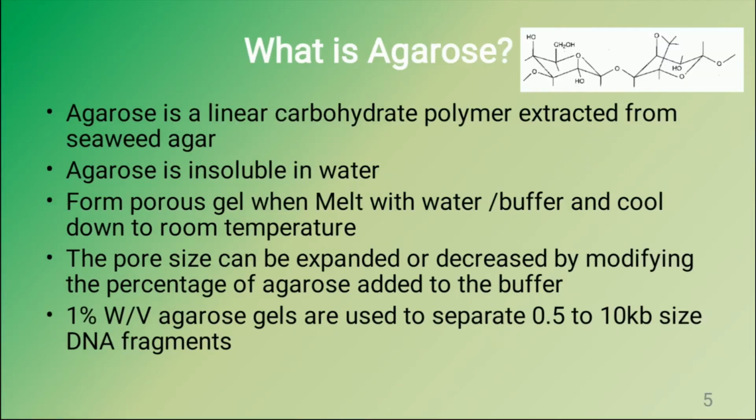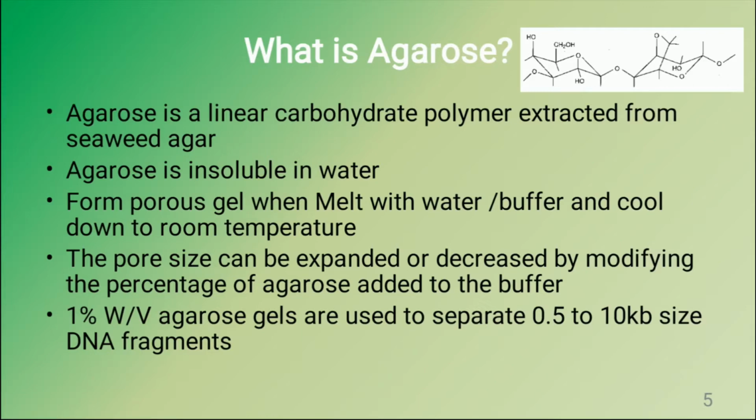So we use agarose to prepare the agarose gel. This agarose is a linear carbohydrate polymer which is extracted from the seaweed agar. In normal condition, agarose is not solubilized in water, but when we melt it for 2 to 3 minutes and cool it down to room temperature, it becomes a semi-solid gel and forms porous conditions within the gel. The pore size can be either narrowed down or increased by adding a greater amount or a lesser amount of agarose to the buffer prior to melting it.